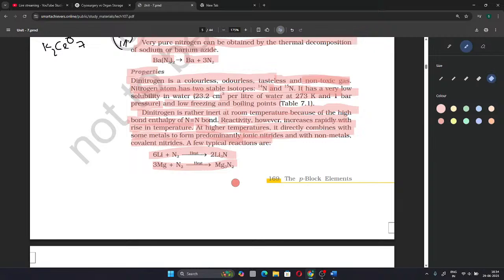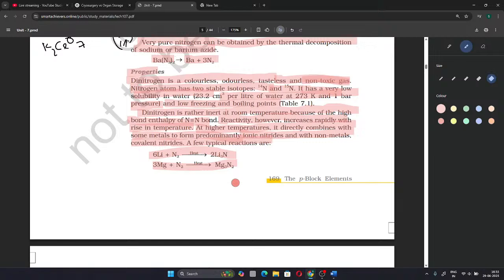They gave about how nitrogen is colorless, odorless, and non-toxic. They gave about how nitrogen has low freezing and boiling points. They gave about how nitrogen has less solubility in water. They gave about how nitrogen reactivity is very less at room temperature, but as we increase the temperature, the reactivity will continue to increase, and at high temperatures it will react with metals to form ionic nitrides and with non-metals to form covalent nitrides.